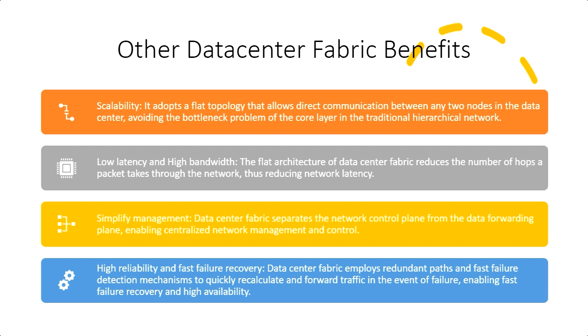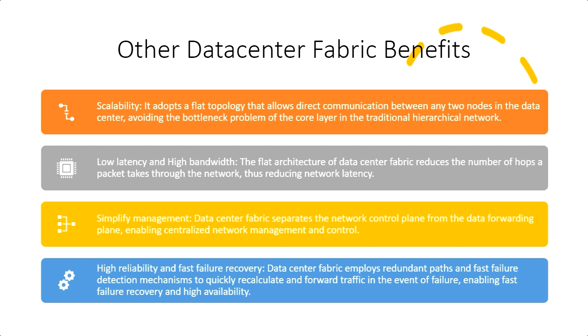So some other benefits here that data center fabrics have that make them the premier solution for modern data center networks. The scalability, it adapts to flat topology that allows communication between any two nodes in the data center, avoiding that bottleneck problem at the core switch. Low latency and high bandwidth. So this flat architecture reduces the number of hops a packet's going to take through the network, reducing latency. At the same time, it takes advantage of those high-speed connections coming into the network, as well as multipathing to provide greater bandwidth and throughput to meet the needs of high-performance applications.